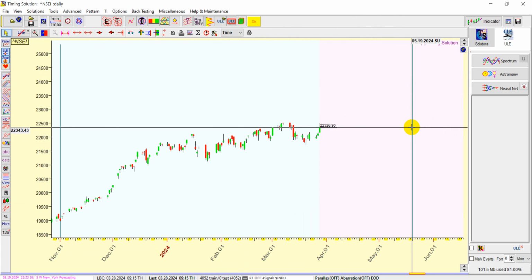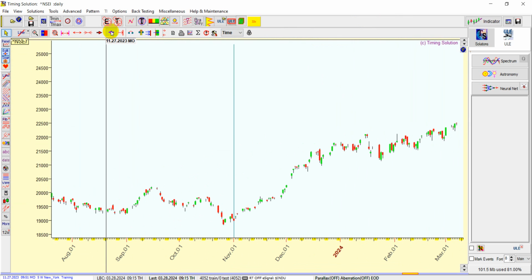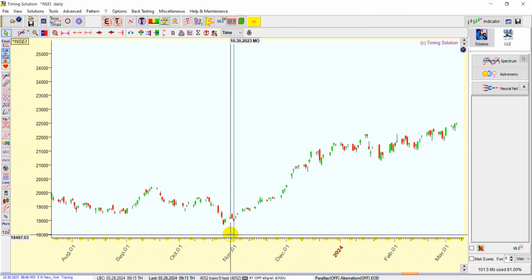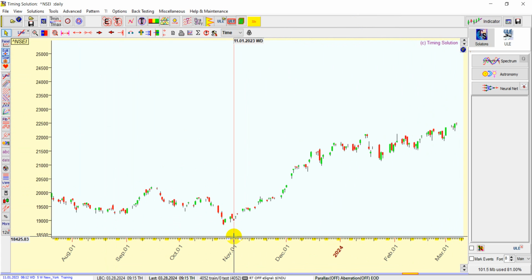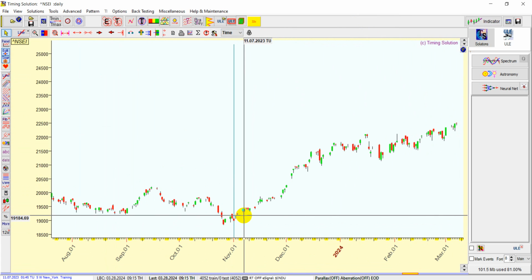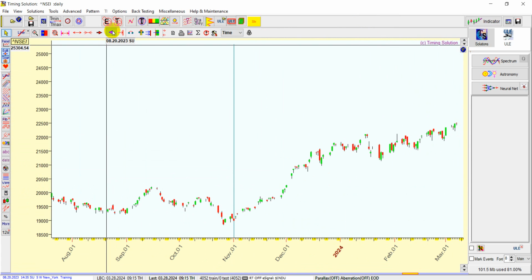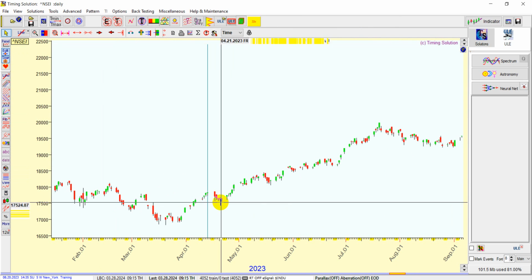So one date is coming in future, which is 19th May. Before that, the date came here on 31st October, 1st November. From there, Nifty has made a bottom, and from there we had a wonderful rally. Again, it formed here.